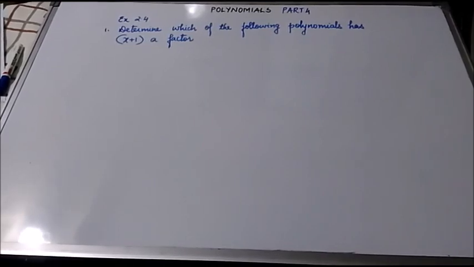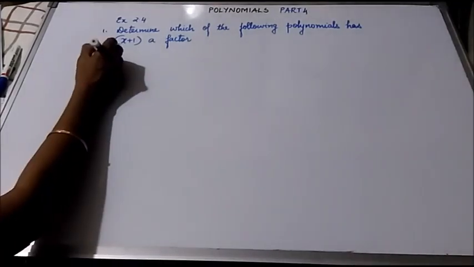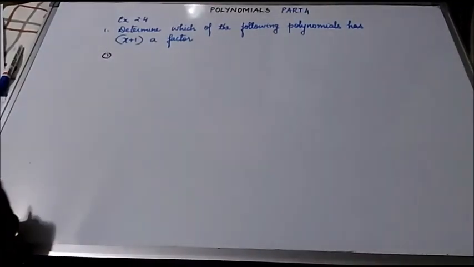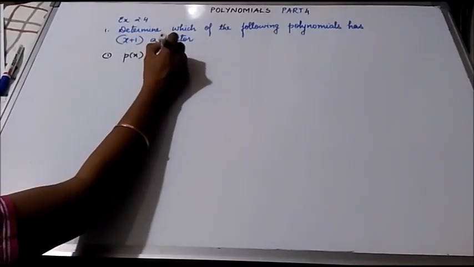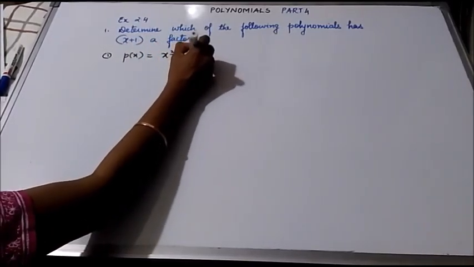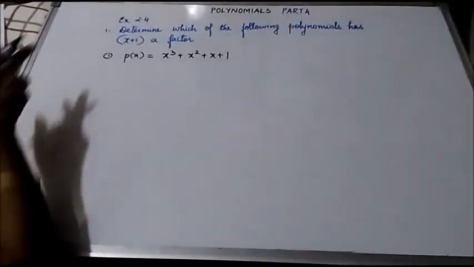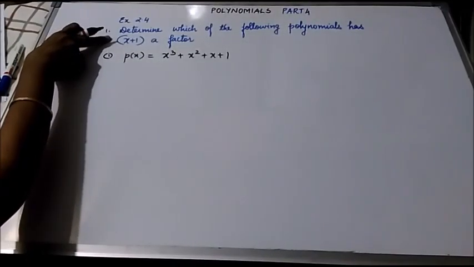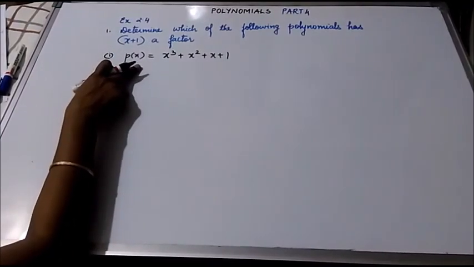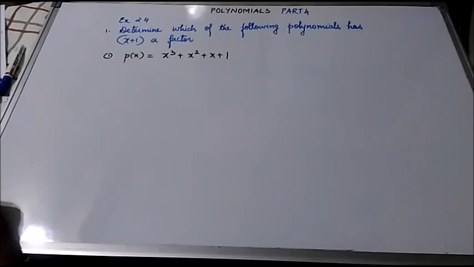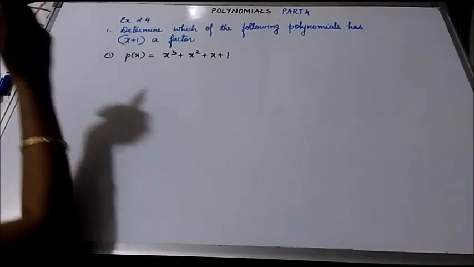Let us do exercise 2.4, first question. Determine which of the following polynomials has x plus 1 as a factor. And this is the first. Let us denote the given polynomial by p of x. A polynomial is given: x cubed plus x squared plus x plus 1. What are we supposed to do? We are supposed to check whether x plus 1 is a factor of the given polynomial. How do we check? We have to find the remainder. And how do we find the remainder? First step, find the 0 of x plus 1.